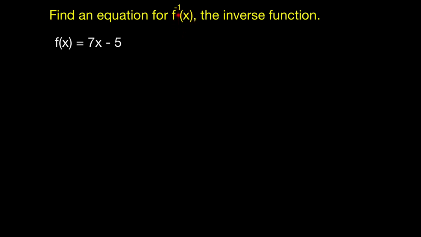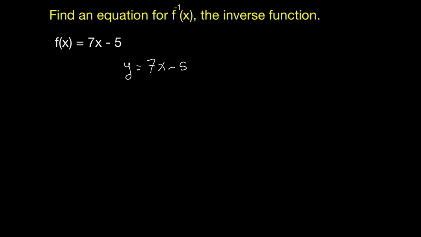Find an equation for f inverse. So each time that you see this notation, a -1 as an exponent to a function, that means you're getting the inverse of a function. So in order to find the inverse, first we're going to replace f of x for y. So here I have y equal to 7x minus 5.